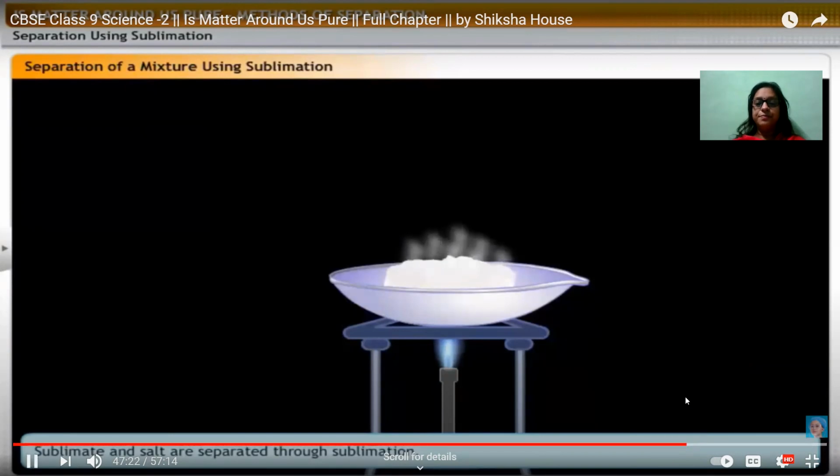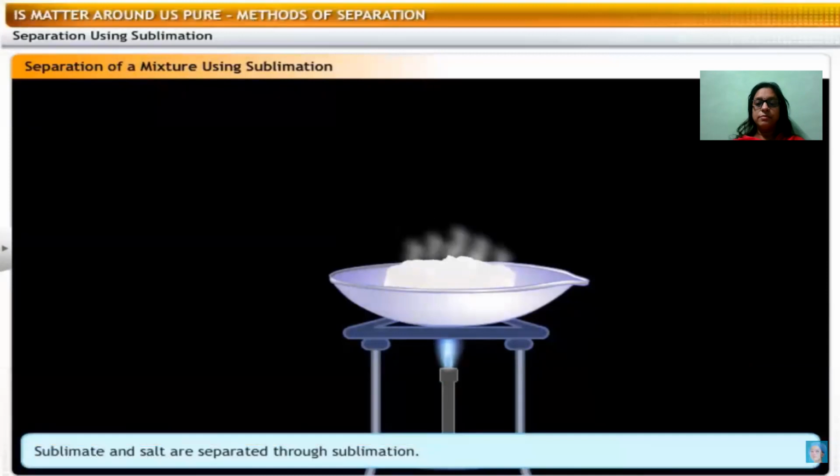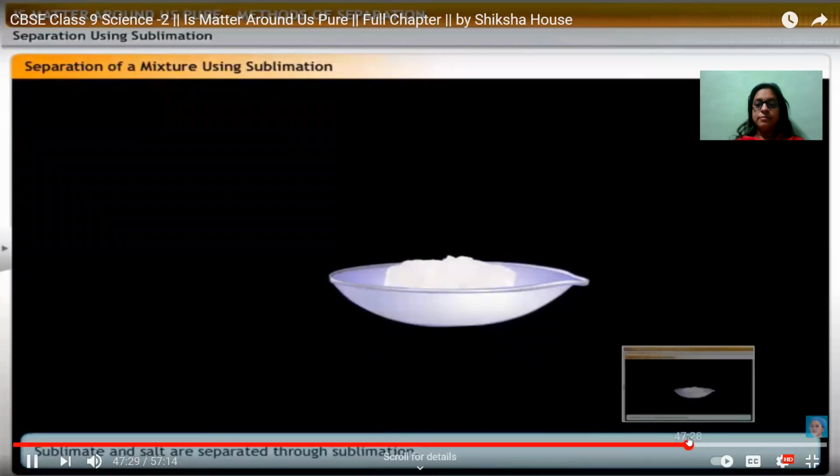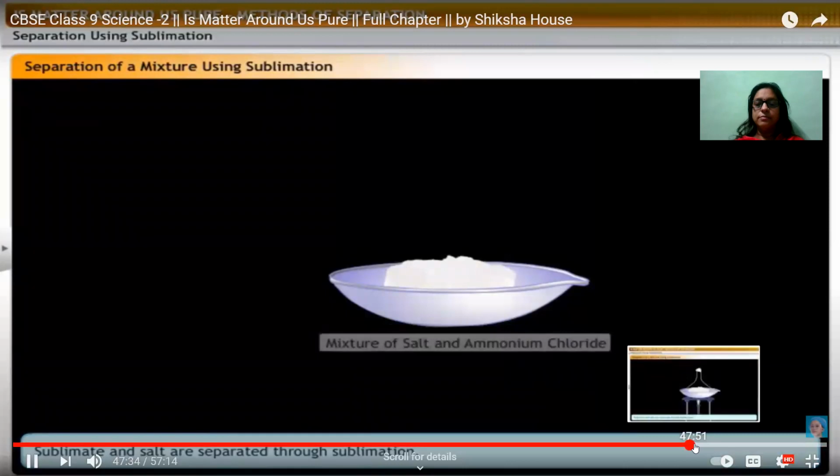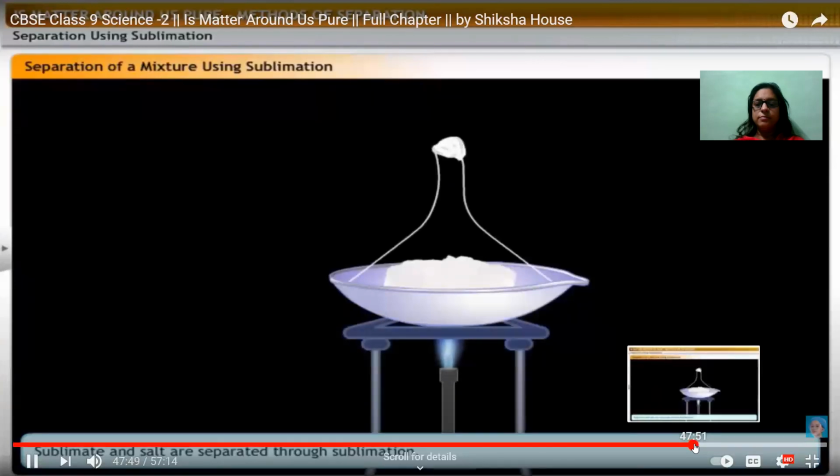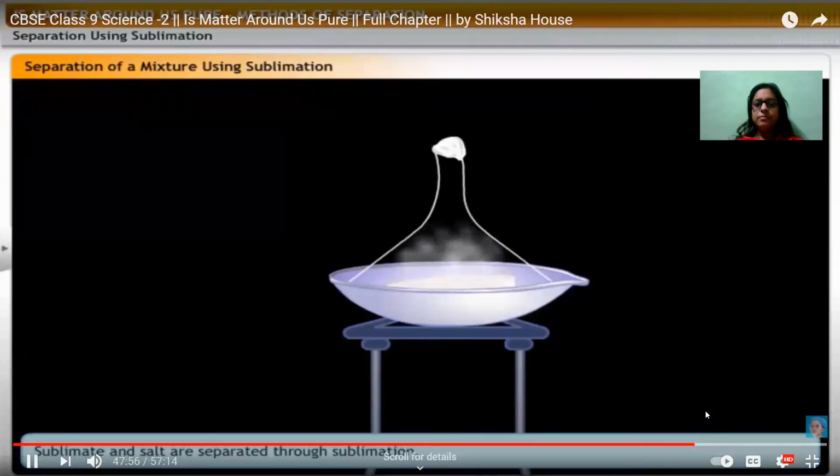From the solid to the gaseous state on heating. This is known as sublimation. So, to separate a mixture that contains a salt and a sublimable solid, such as ammonium chloride, you can use the process of sublimation. Take the mixture in a china dish and cover it with an inverted funnel fitted with a cotton plug. Heat the mixture. In a short while, you will see vapors of ammonium chloride. Stop heating and allow the setup to cool.